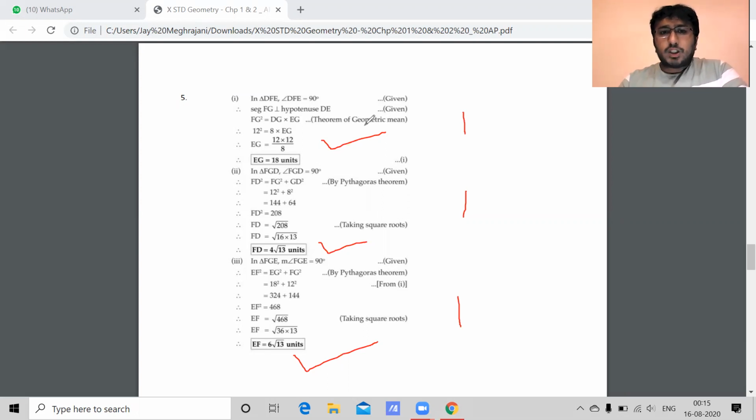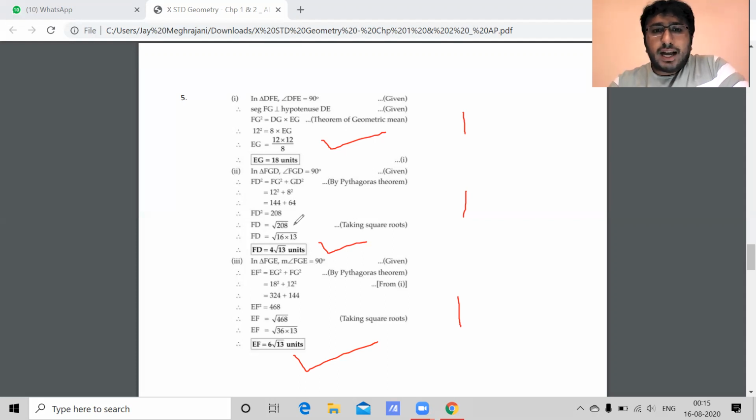Similarly, in Pythagoras, you have to write in triangle FGD, measure angle FGD is equal to 90 degrees. Apply Pythagoras theorem and write the reason by Pythagoras theorem. Same way for the next triangle. So please check your answer. EG is equal to 18 units. FD is equal to 4 root 13 units.